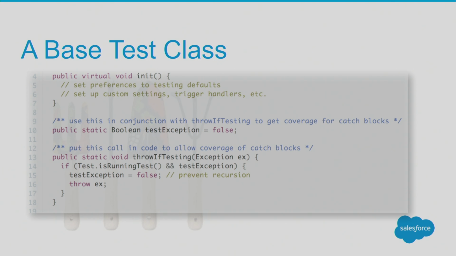So here's that initialization function. It's a virtual function, right? So you can override it in an extended class and add more stuff. And then here toward the bottom, it's a little bit of a pattern that allows you to test exceptions. So we'll look at that some more later. But the basic method here, starting on line 13, we can put this call in throughout our Apex code where we have the possibility of exceptions happening. And then during our unit test, it will throw the exception, which is handy if you're trying to cover your error handling code, right?